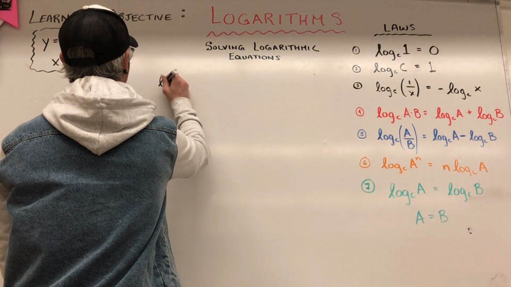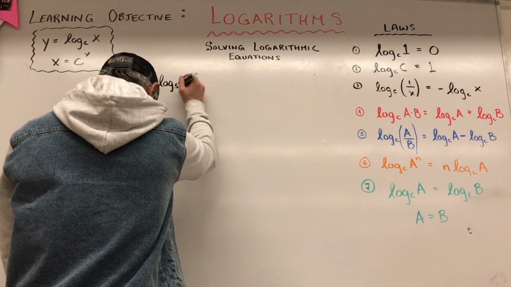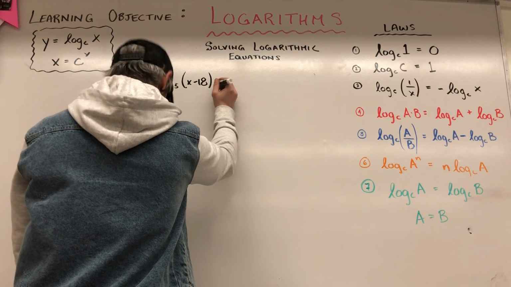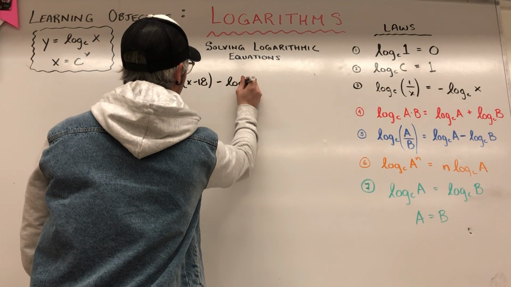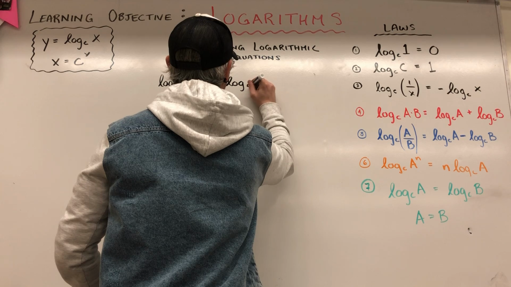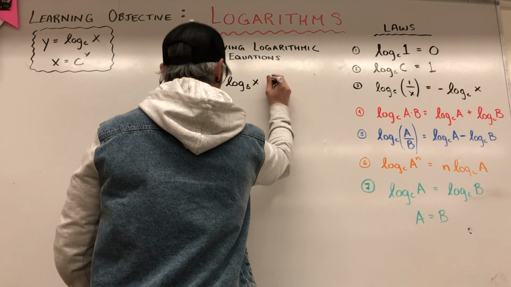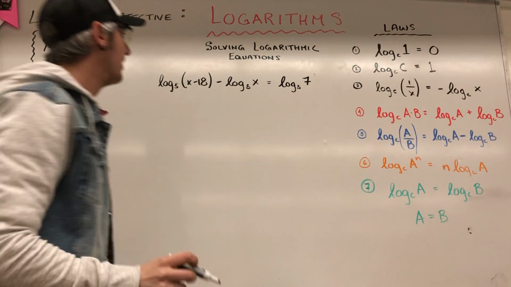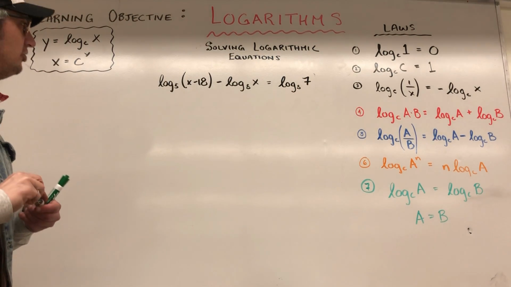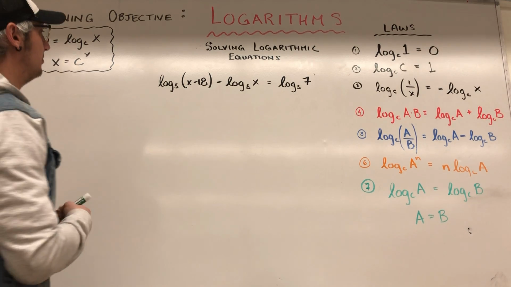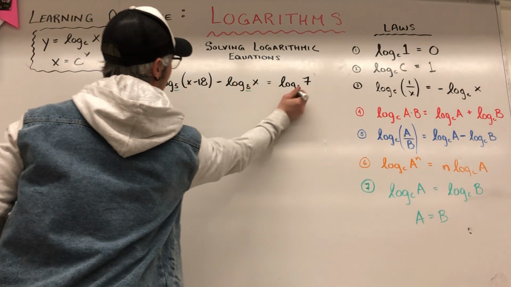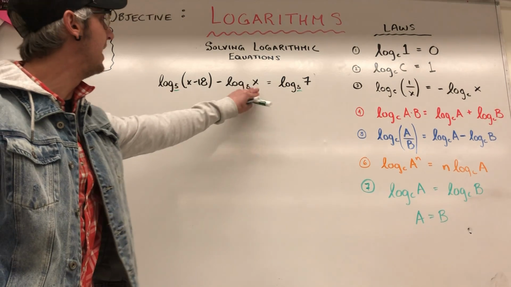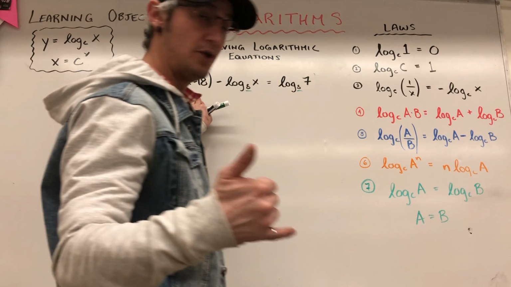Okay, I've got log base 5 of x minus 18 minus log base 5 of x is equal to log base 5 of 7. Okay, so the first thing I notice about this equation is they're all base 5, that's a really good thing for me. I can work with that. And I already have all my x's on one side of the equal sign, so bonus.